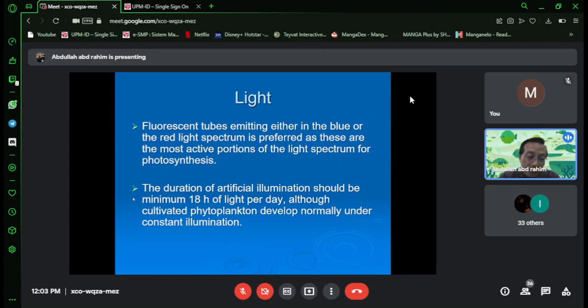But the light should not be too strong. If it's too strong, then you will actually cause some problems to your microalgae. All right. You can actually kill the cells of the microalgae if your light is too strong. Okay, kalau cahaya terang sangat, kita boleh membunuh microalgae cell.